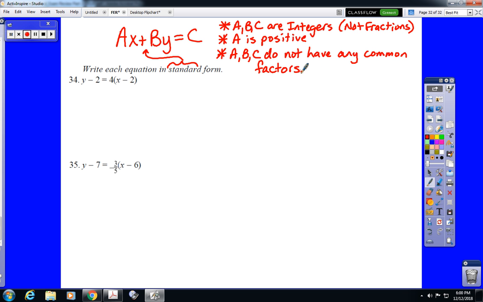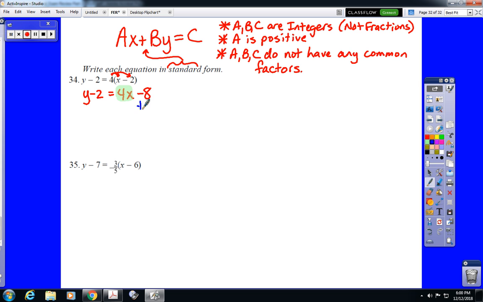Alright, so we're going to start off by distributing, because there are no parentheses in standard form, which gives us y minus 2 equals 4x minus 8. Now, if we're at this point, we're going to look at our x term. Our x term has to be positive, a has to be positive, in standard form. So we look at this term and we ask ourselves, is it positive where it's at right now? And the answer is, yes it is. 4 is already positive. So we are not going to move the x term.